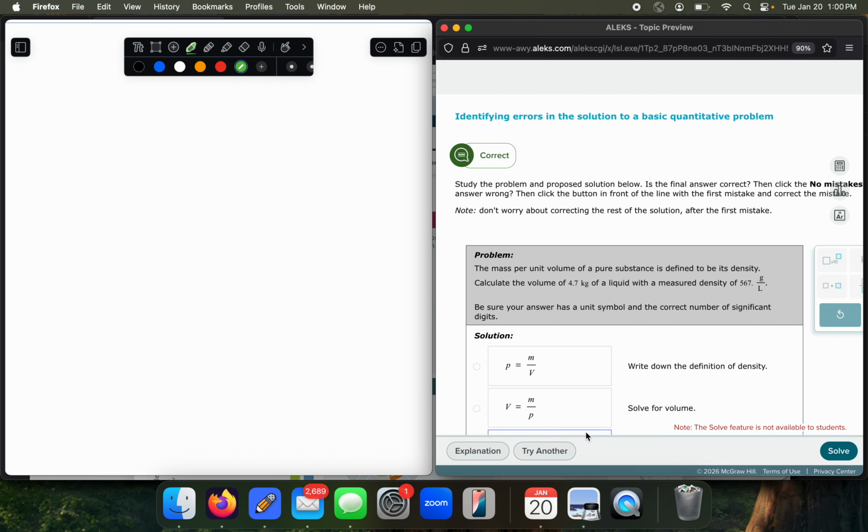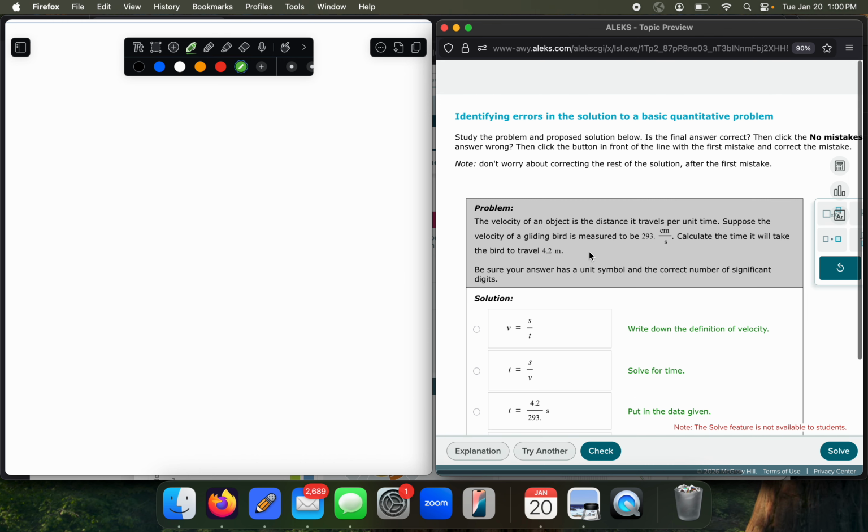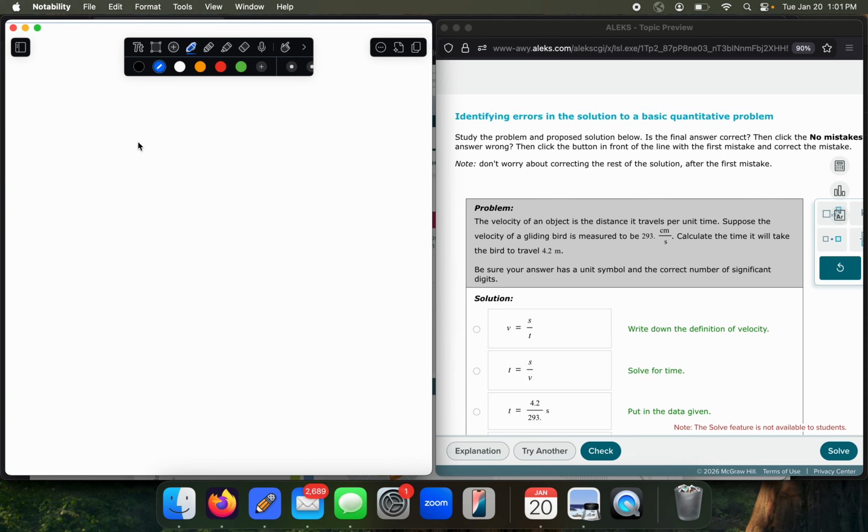All right, so let's do one more. I wanted to keep this video short, but let's just do one more real quick. Same thing. I've already read the instructions. Velocity is, okay. That's another challenge here, that we're going to be using different letters for different things, right? Velocity is the distance it travels per unit time. Suppose the velocity of a gliding bird is measured to be 293 centimeters per second, okay?